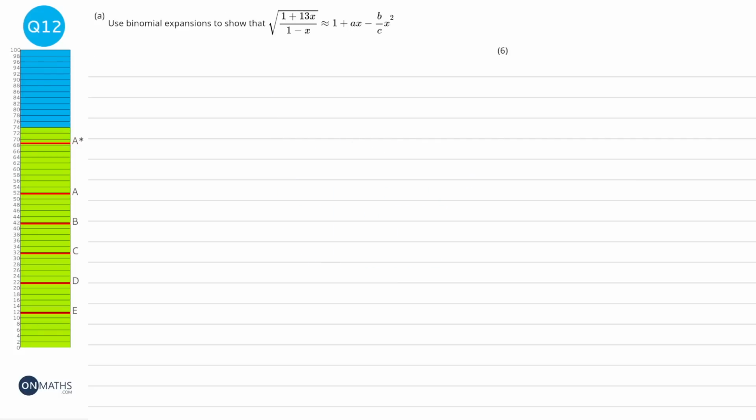I'm going to start off by rewriting this as just brackets. So when you square root a fraction, you're going to square root the top and square root the bottom. Square root's the same as to the power of a half. So this top bit is going to be 1 plus 13x to the power of a half. And the bottom bit will be the same. It will be to the power of a half, but because it's at the bottom, it will be minus a half. And we need to do the binomial expansions of this and this separately.